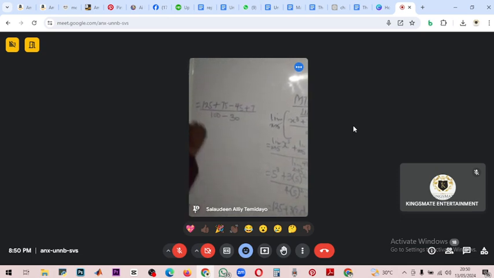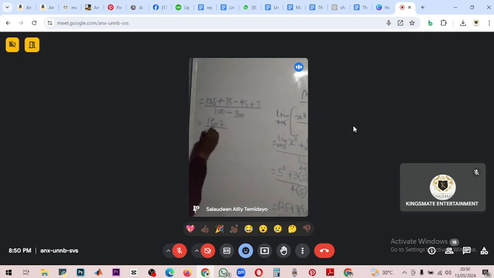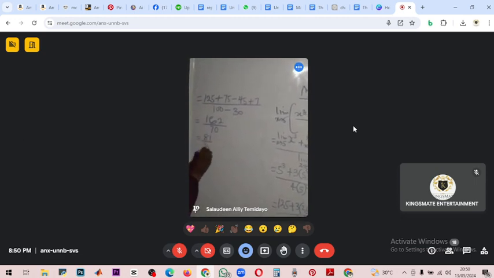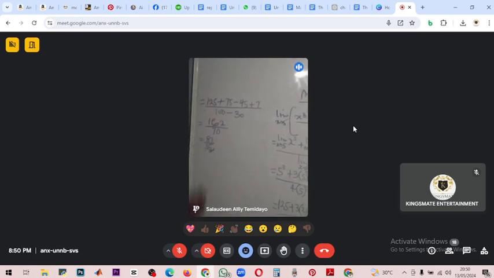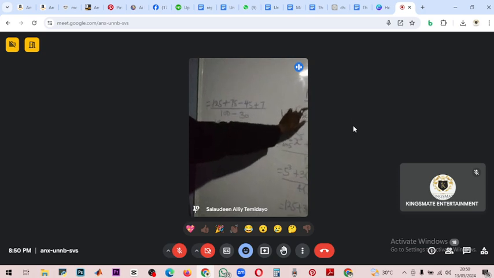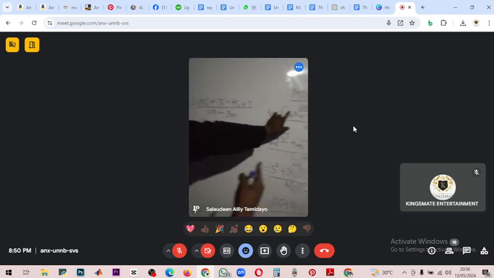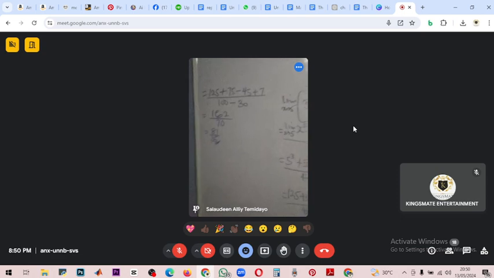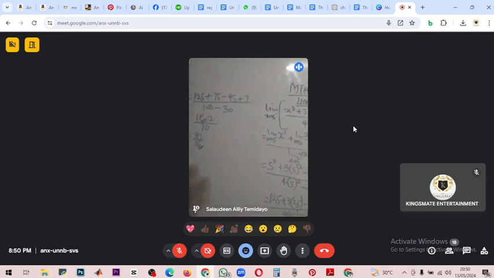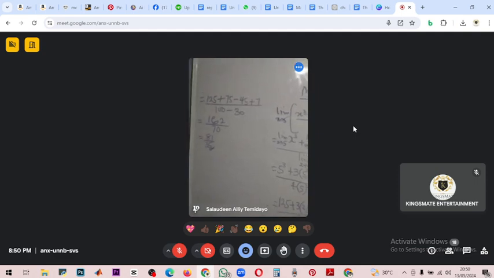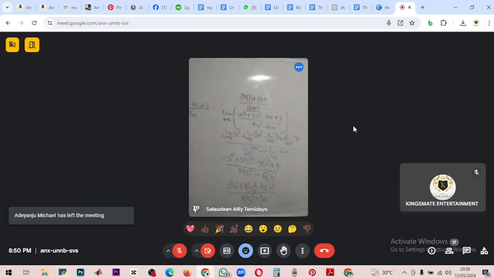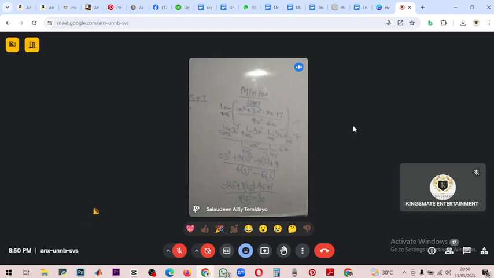That should give me 162. So 162 over 100 minus 30, that is going to give me 70. So here I can also have it as 81 over 35. So therefore, the value of the limit of this polynomial quotient is going to give me 81 over 35. So we just applied all the laws we mentioned now. So you can go through it and ask any question. Okay.